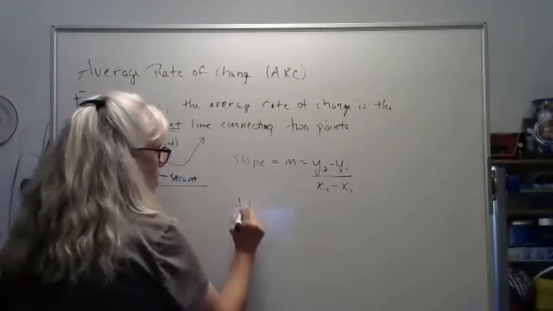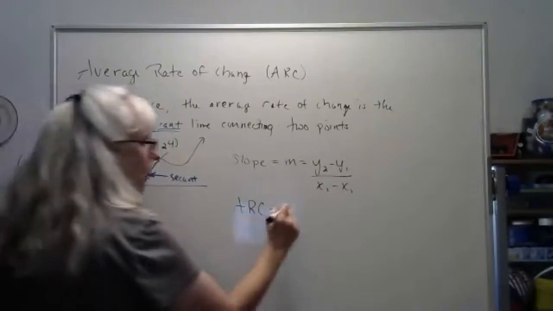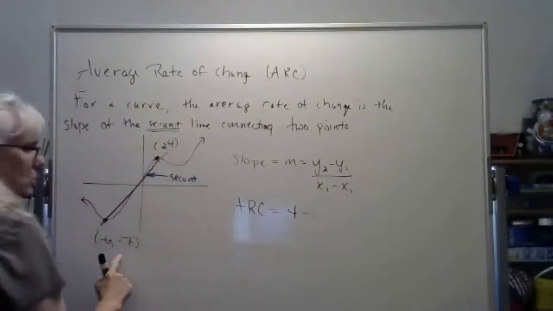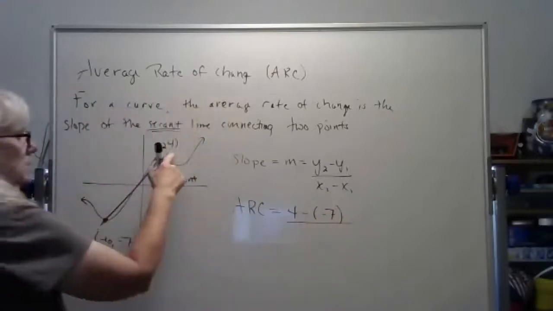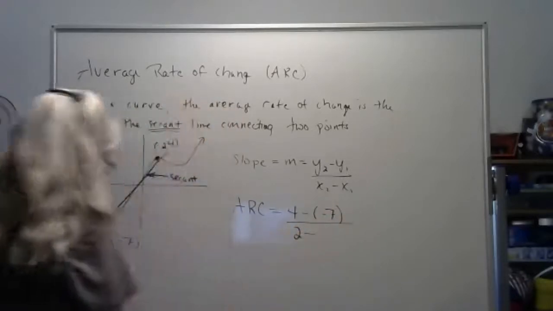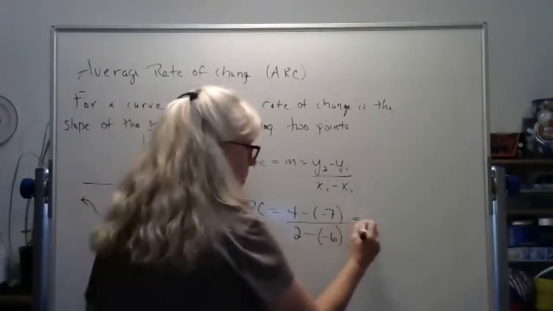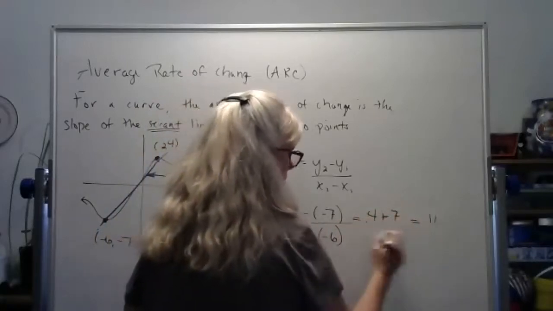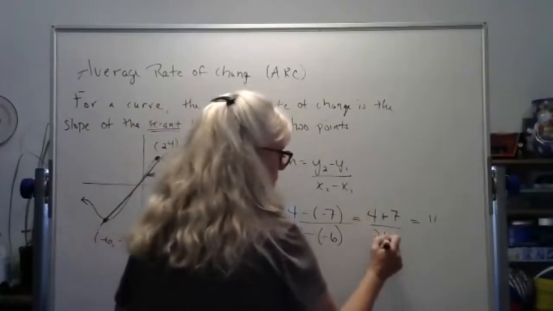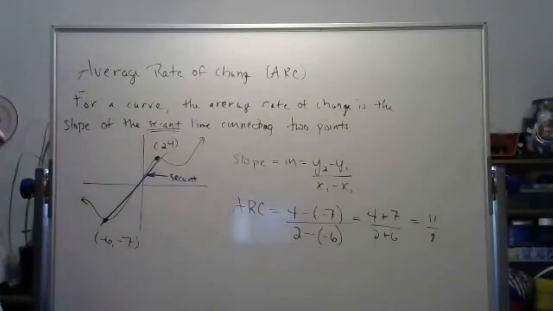So the average rate of change is going to be equal to y2, which is 4, minus y1, which is -7. Be really careful about the sign. Over x2, which is 2, minus x1, which is -6. So 4 minus a minus 7 gives me 4 plus 7, which is 11. 2 minus a minus 6 is 2 plus 6, which is 8. So the average rate of change is 11 over 8. I could take it into a decimal.